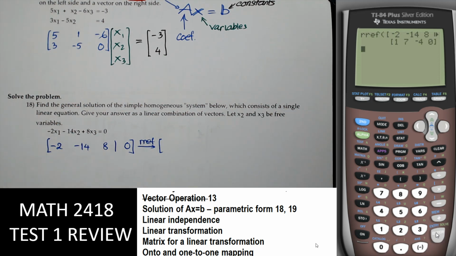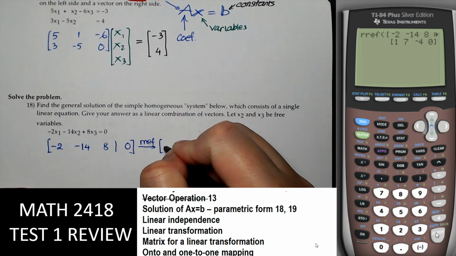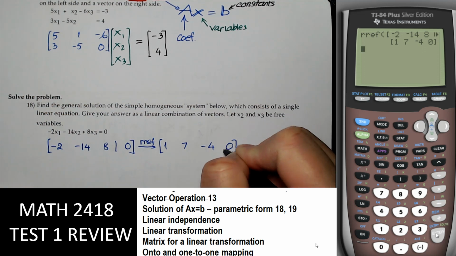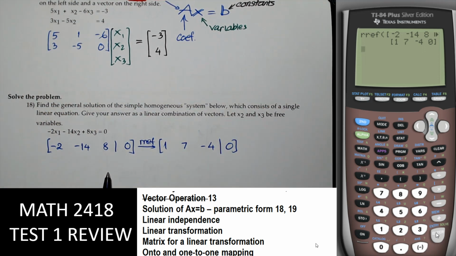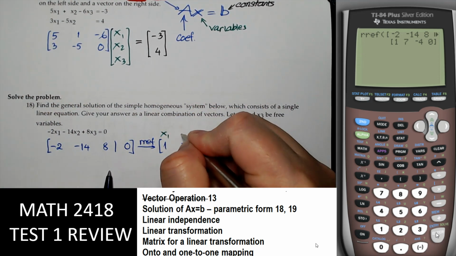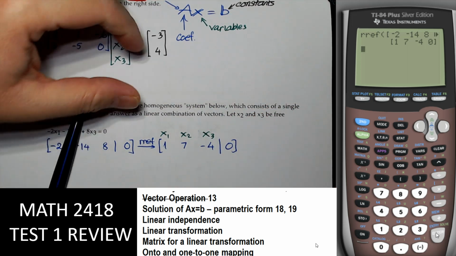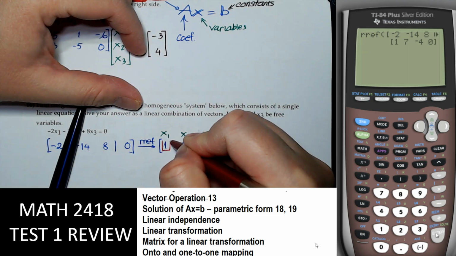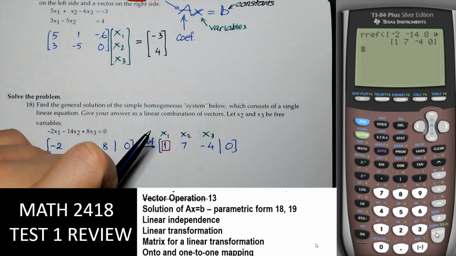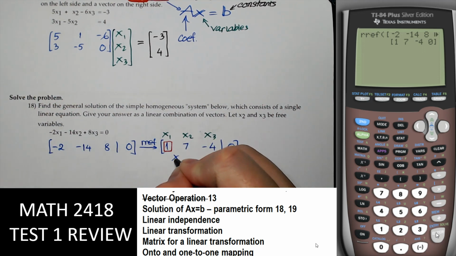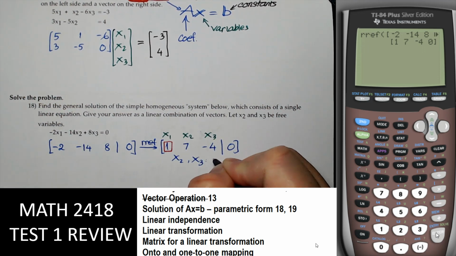Alright. Note that we still have x1 for first column, x2 second, and x3 third. And the pivot is on x1. X2 and x3, because of that, will be free. So I will write x2, x3 are free.